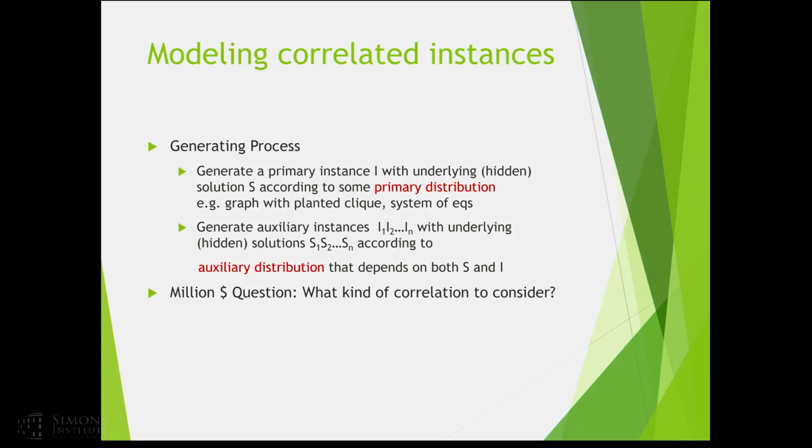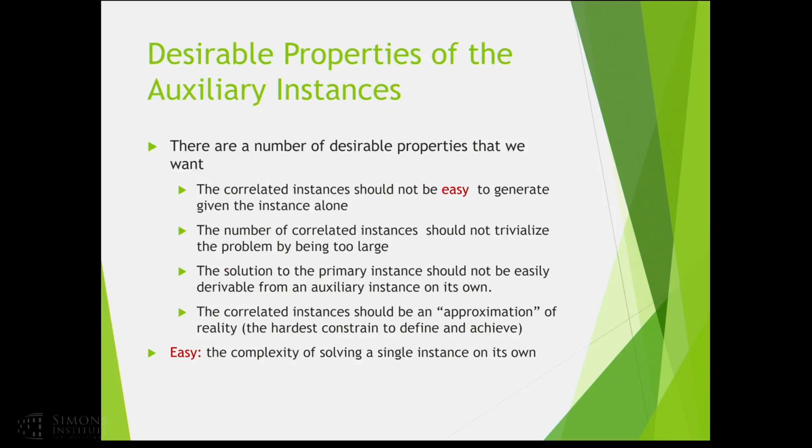So now the question is, what sorts of correlations do we want? We're looking at a number of properties that we want for correlations. We want a non-trivial speedup. So we want to not be able to generate these correlated instances from the original instance, because this would imply speedups for the original problem. And we also want a non-trivial improvement. So if we have too many correlated instances, it might be too easy to just read off the solution from the correlated instances.